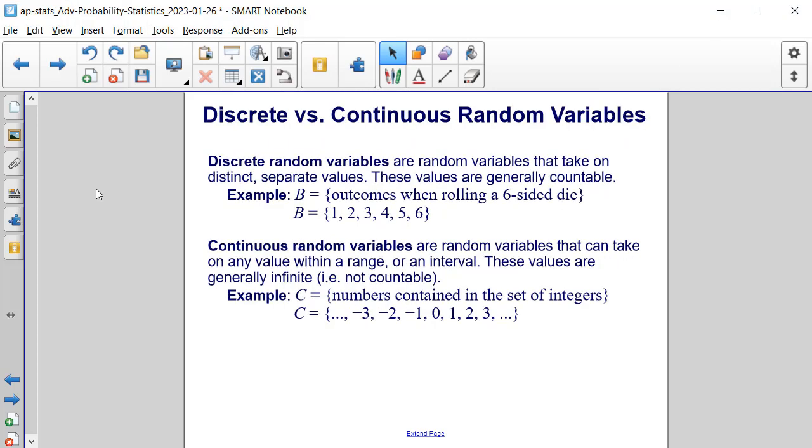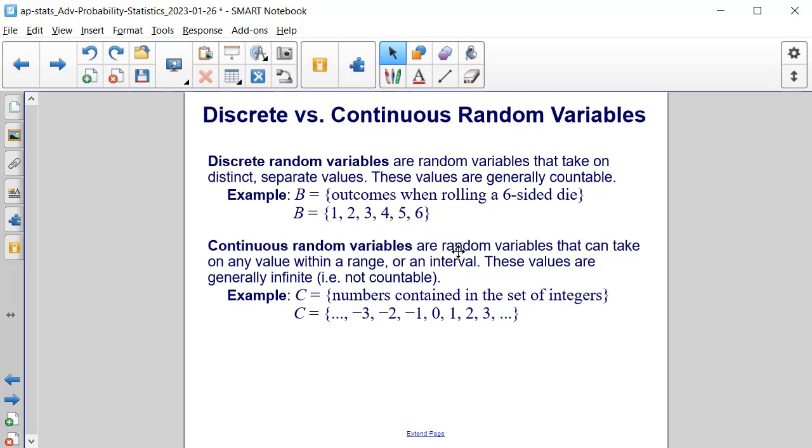Random variables generally come in two forms, discrete and continuous, and there is a big difference between them. Discrete random variables are random variables that take on distinct, separate values. These values are generally countable. So an example would be set B as the outcomes when rolling a six-sided die. The outcomes are the numbers 1, 2, 3, 4, 5, and 6. They are distinct. You can't have anything else except these 6 outcomes.